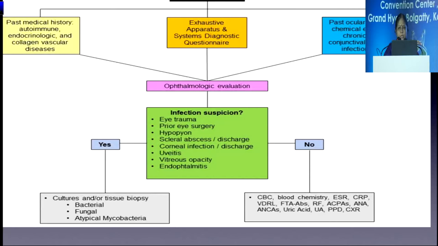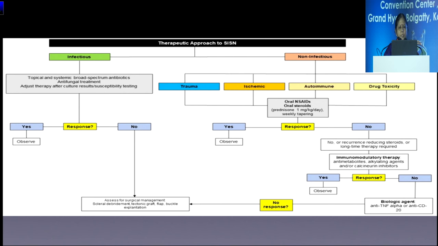Here again, it is better to rule out infections, especially bacterial, fungal, and atypical mycobacterial infection, and treat the patient accordingly. For all non-infectious pathology, you upgrade the treatment, starting with topical and systemic non-steroidal anti-inflammatory agents to systemic steroids, to anti-metabolites and biological agents if the patient is not responding. And as a last resort, the sclera is debrided and you put a patch graft. Whatever said and done, the patient suffers terribly.